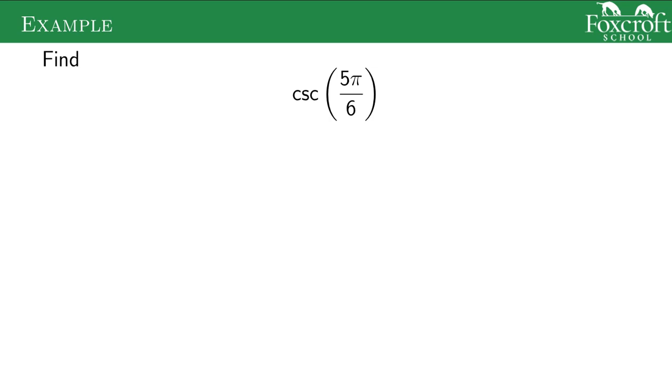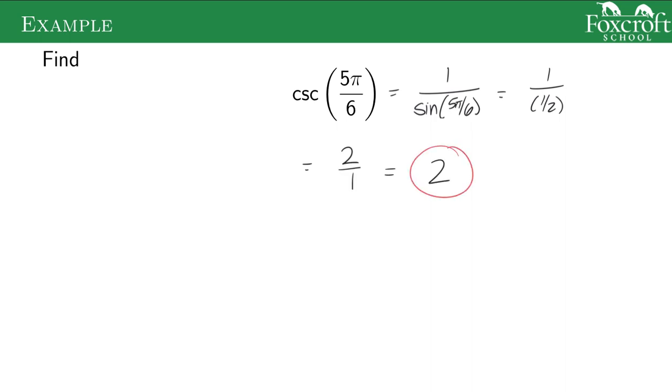All right, cosecant of 5 pi over 6. Cosecant is related to sine, so this is 1 over sine of 5 pi over 6. Sine of 5 pi over 6 is 1/2. And then 1 divided by a fraction, you just flip it to its reciprocal. This becomes 2 over 1, which is 2. So my final answer is just 2.